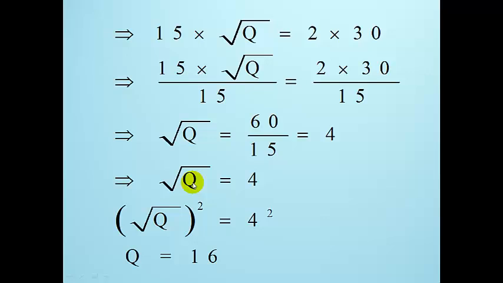Because we are solving for Q, we have to square both sides in order to eliminate the square root. So squaring the left hand side, we have the root of Q all squared. And squaring 4, we have 4 squared. When we square 4, the answer is 16. And the square root of Q all squared, the square will cancel the square root and we are left with Q. This means that Q is equal to 16.